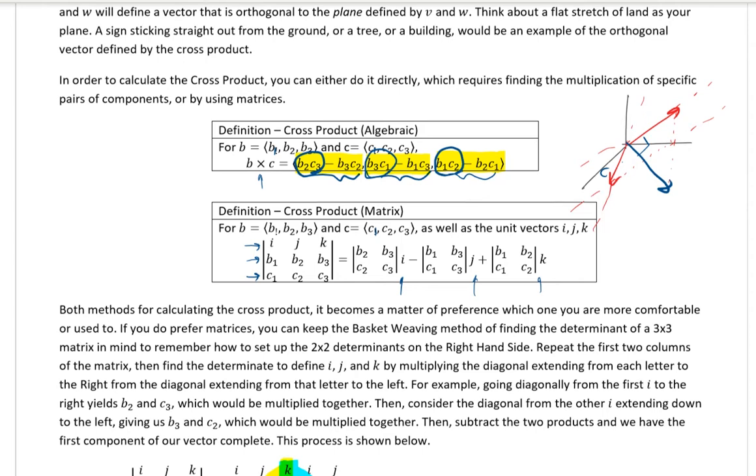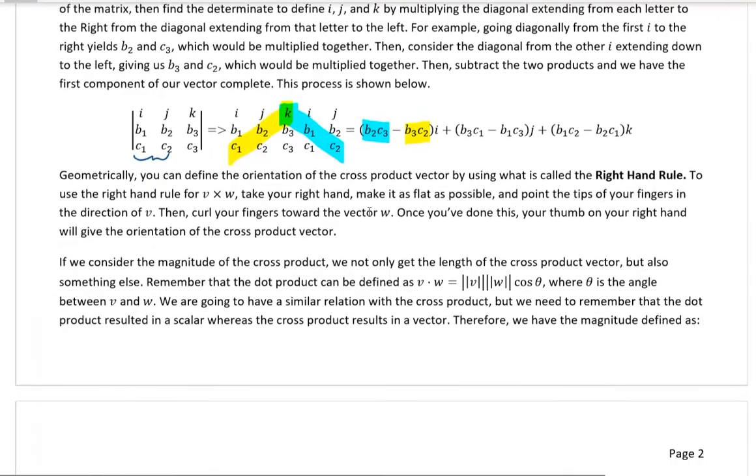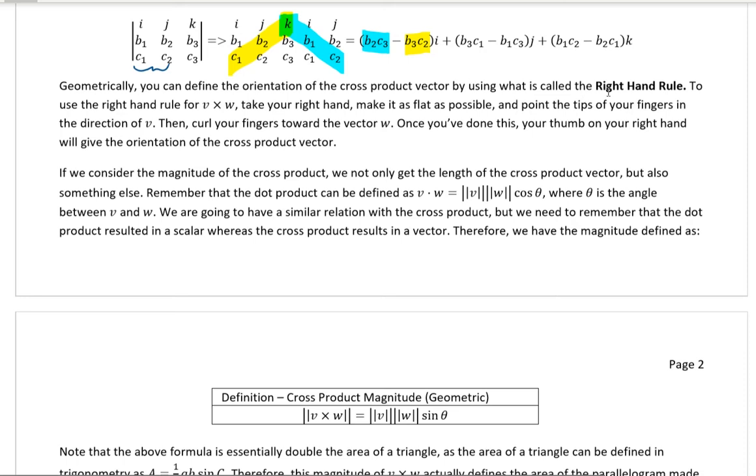If I had that flipped, though, if I had B here and C here, then I'd point my fingers down kind of towards my own body, and then I'd curl up towards C, and that would give me a vector going up this way because that's the direction my thumb would be pointing. So that's the right-hand rule. I know a lot of physicists and people that work with electrodynamics probably are familiar with that.